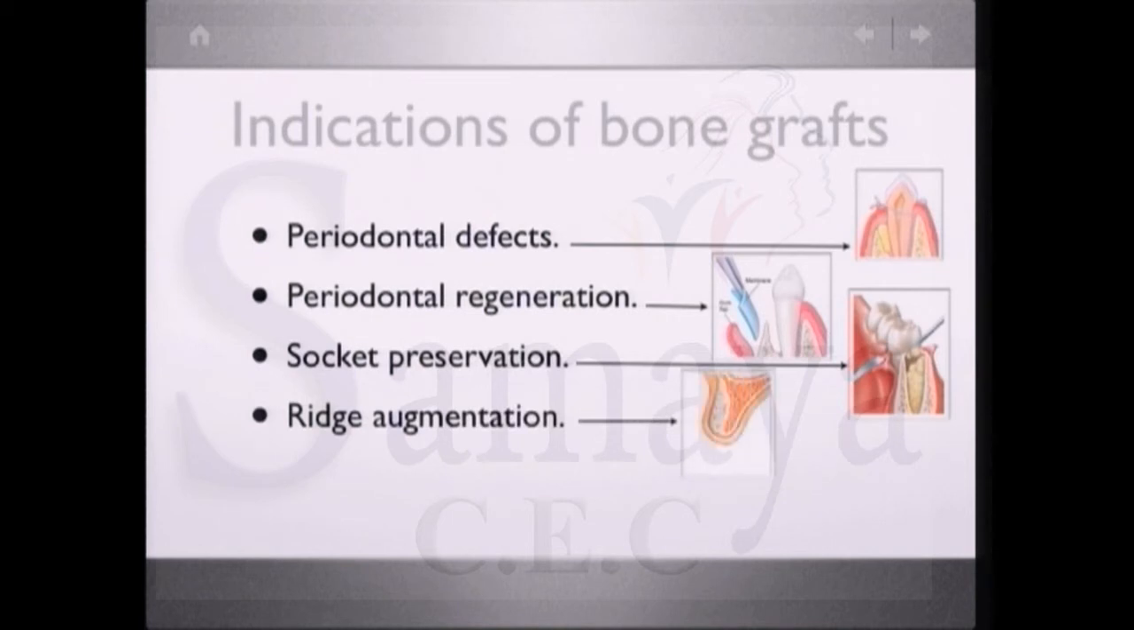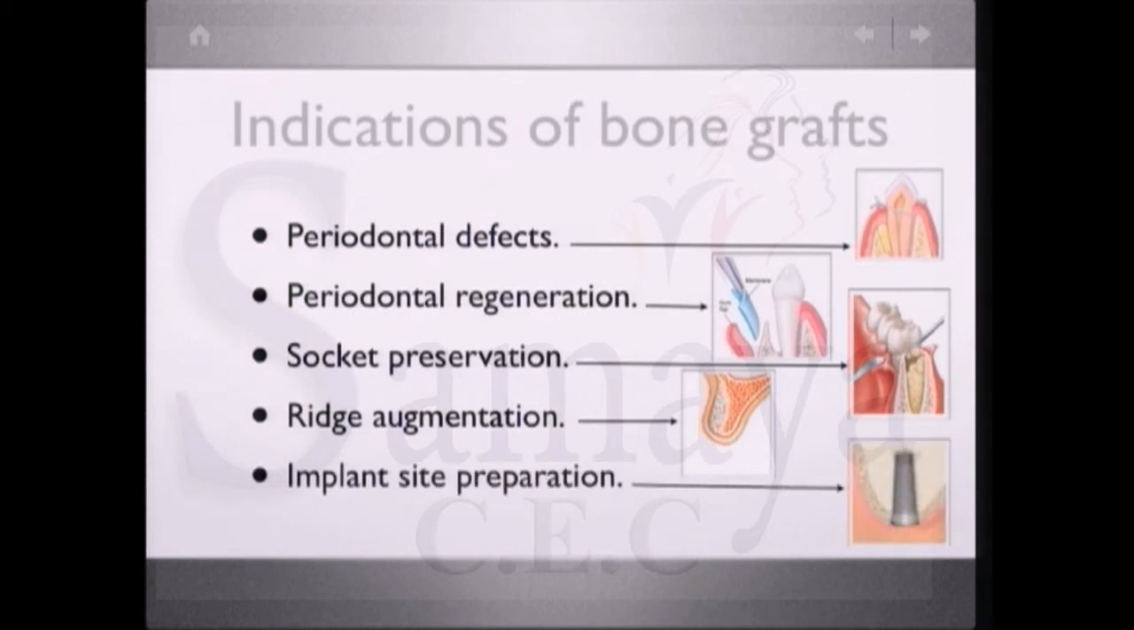Ridge augmentation. Before we place an implant, if we have a deficient ridge, we can use bone graft materials in combination with barrier membranes to augment that ridge for it to be ready to receive an implant. And implant site preparation, meaning at the same time of implant placement when we have limited defects. Sometimes if we have enough bone for primary stability, we can graft and place the implant at the same time.